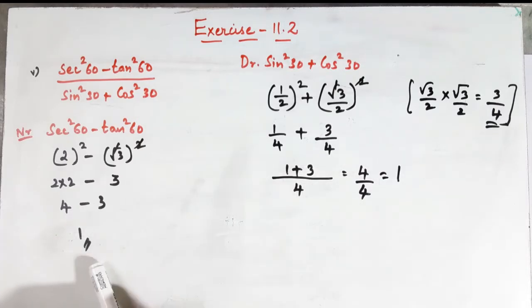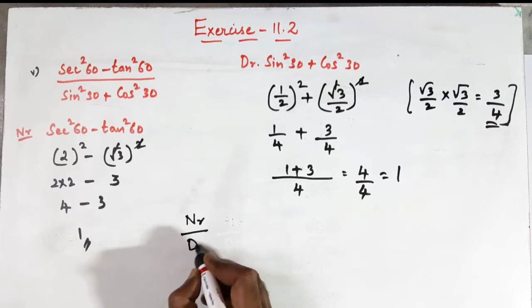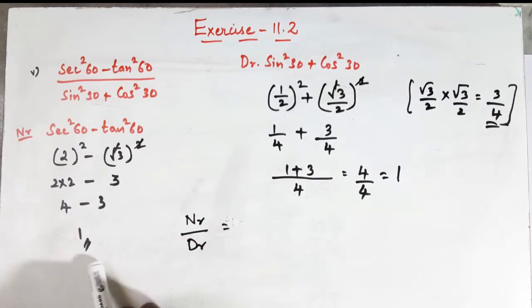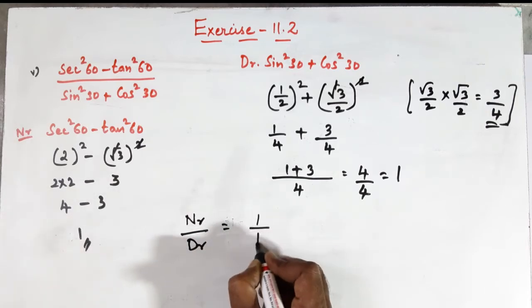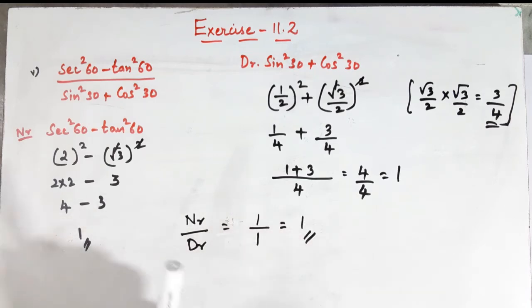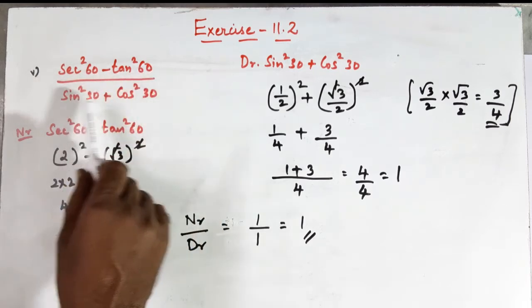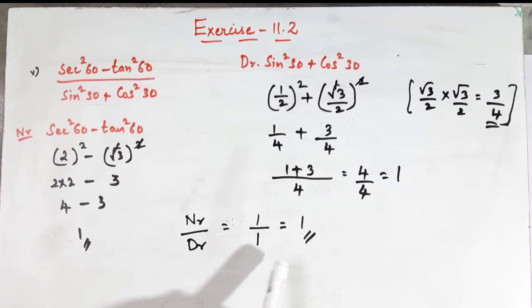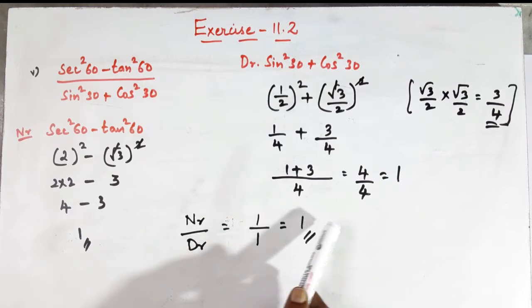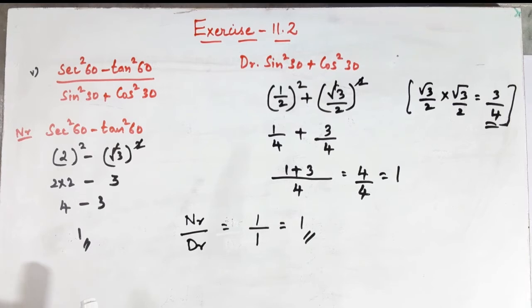So we got the numerator value; now the denominator. The numerator value is 1, the denominator value is 1. So 1 by 1 is 1. So the solution for sec square 60 minus tan square 60 by sin square 30 plus cos square 30 is 1. I hope you have understood the substitution of values and the simplification I have done here. Now let us move to the second bit.